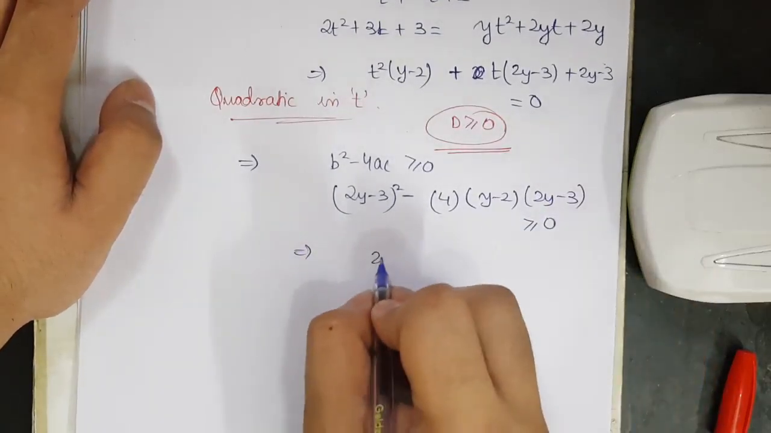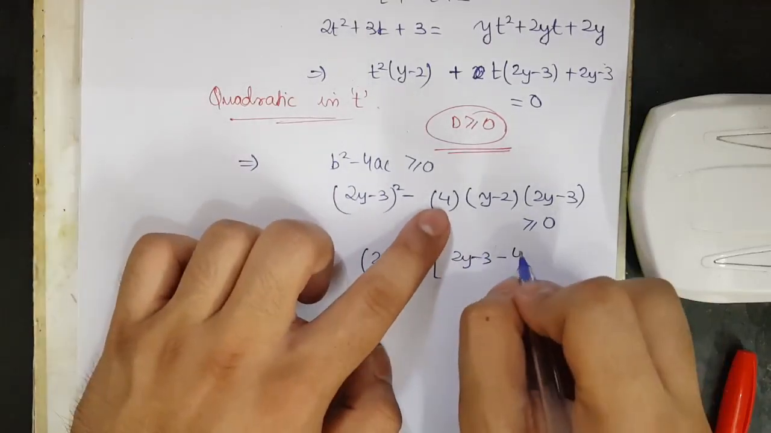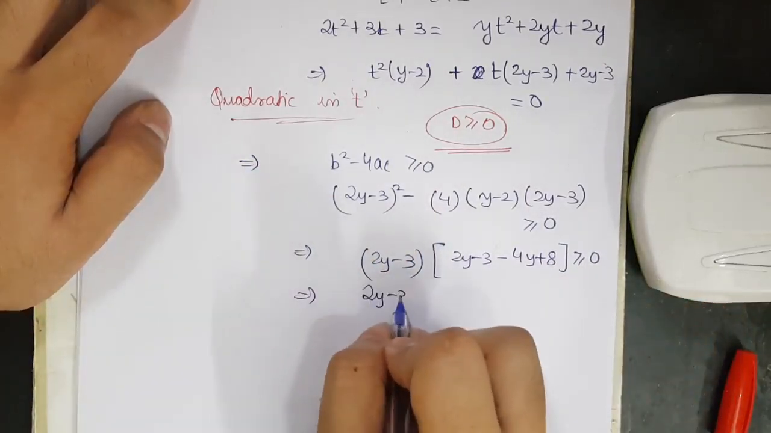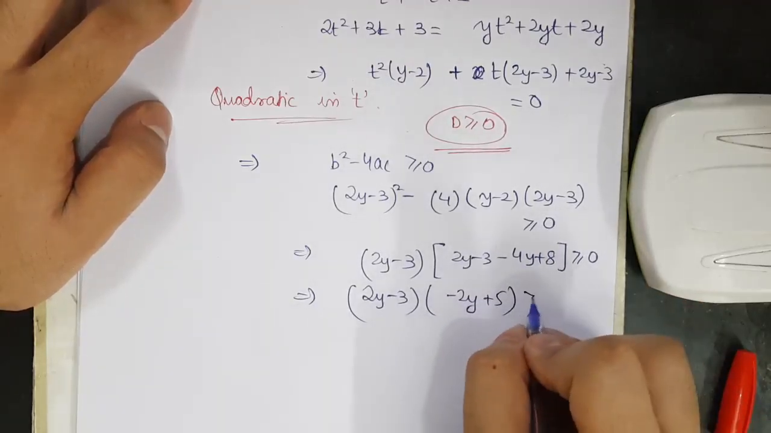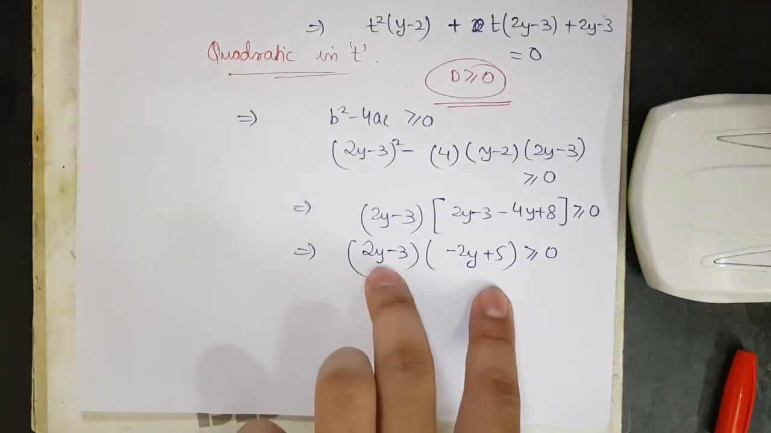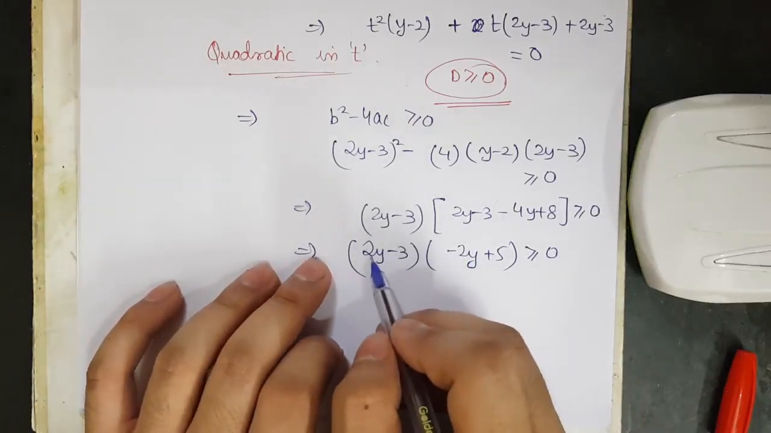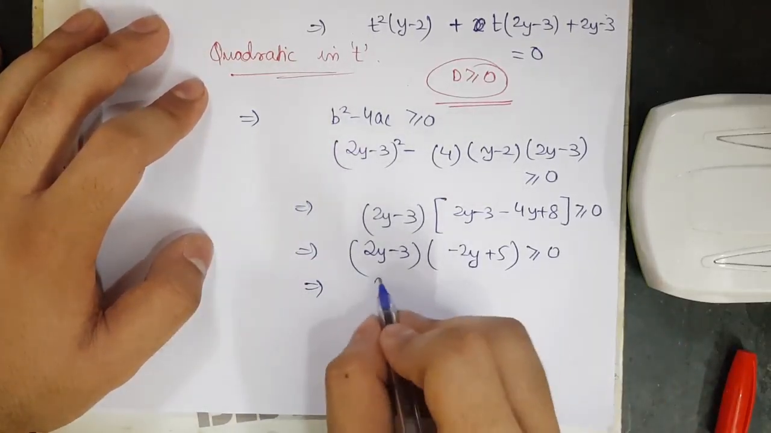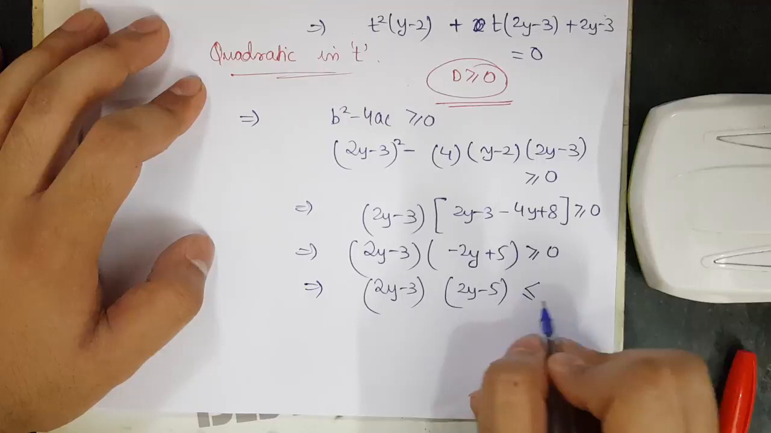Now we take 2y minus 3 common from both the terms. Here we get 2y minus 3 and here we get minus 4y plus 8 to be greater than or equal to 0. Further we can resolve it as 2y minus 3 and this thing becomes minus 2y plus 5 has to be greater than or equal to 0. Now whenever we solve linear inequations, we try to make the coefficient always positive. Here we have the coefficient positive for the y. Here also the coefficient should be positive. So I multiply by minus on both sides. So what I get, 2y minus 3 into 2y minus 5 has to be less than or equal to 0.